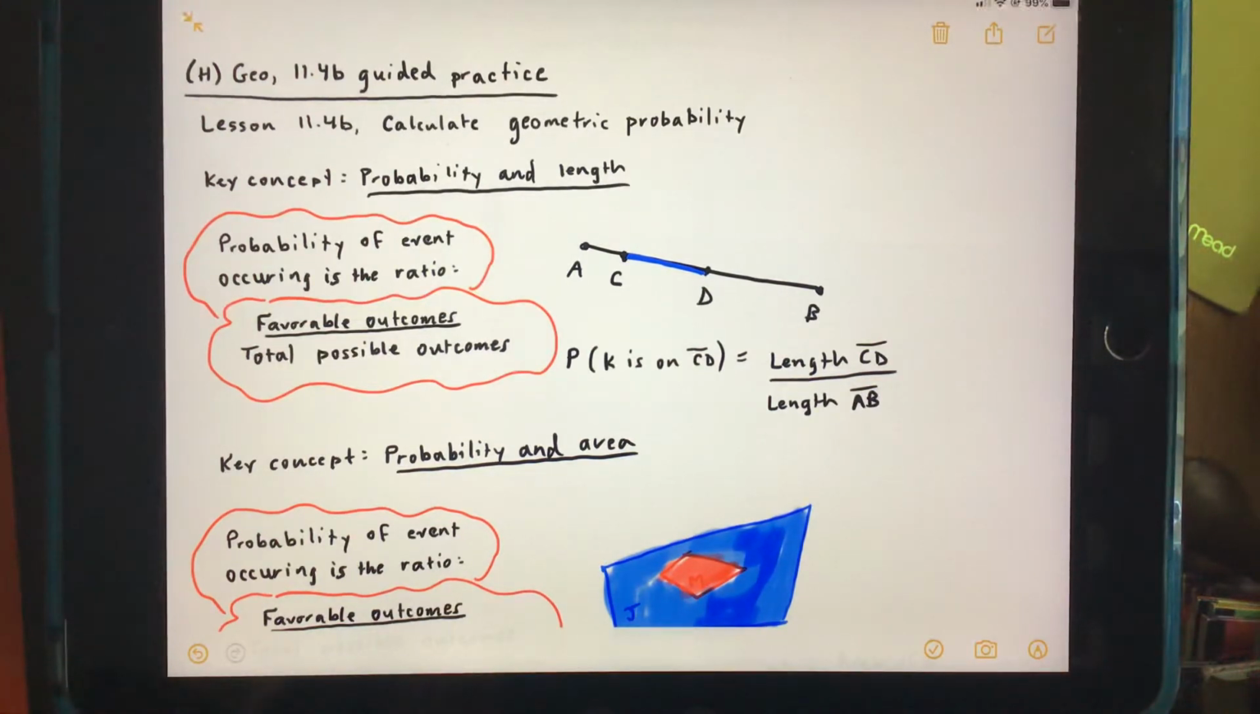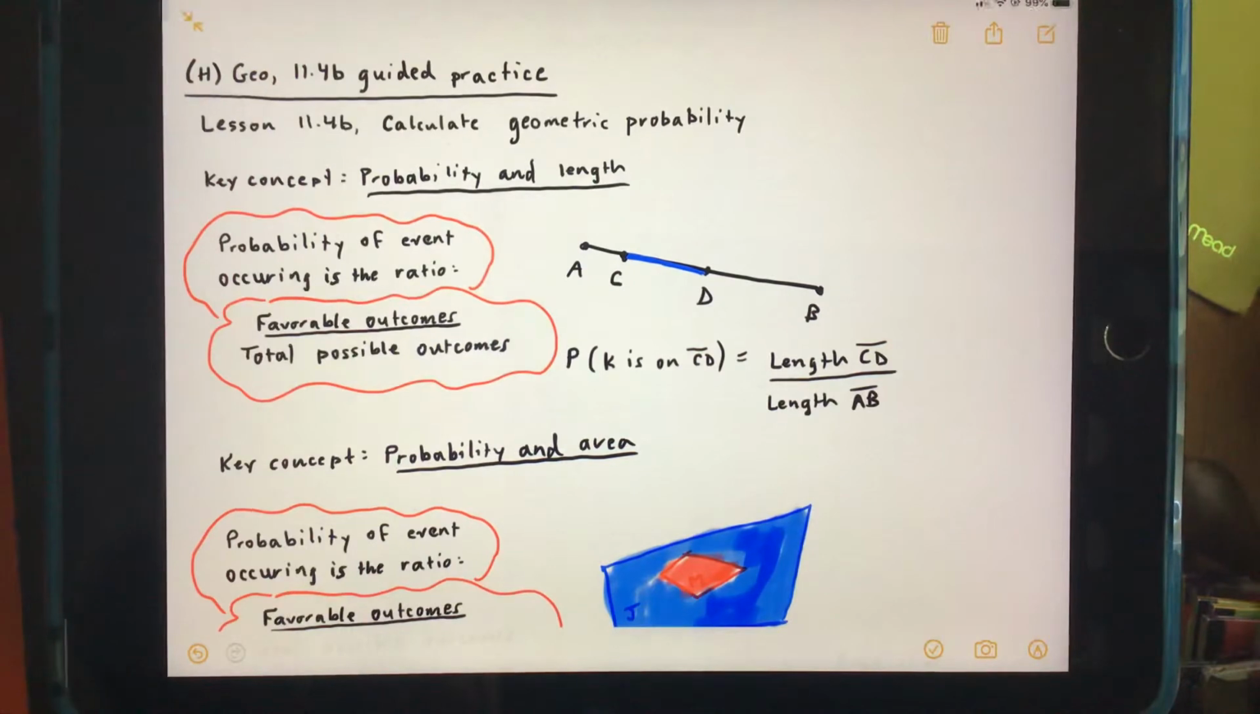So key concept number one, probability and length. We need to recall, as background information, what I have in the thinking bubbles: the probability of an event occurring is always the ratio of favorable outcomes, those that you are looking to happen, over total possible outcomes, all the different ways that it could come out, not necessarily just the outcomes you are looking for.